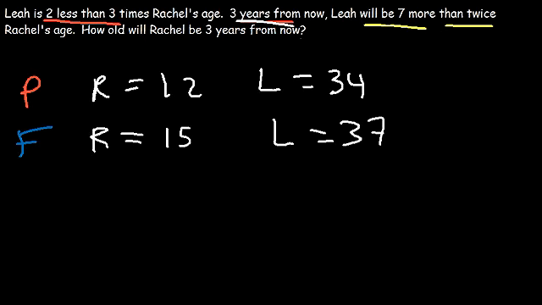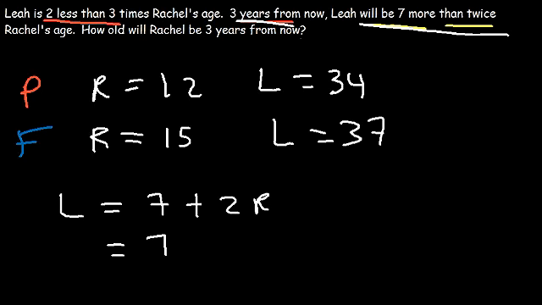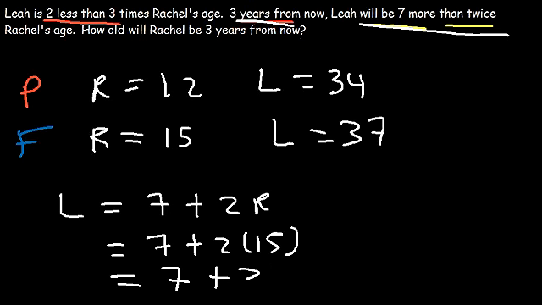Now, if our answer is correct, it has to be true for the second statement. So in the future, Leah will be 7 more than twice Rachel's age. 7 plus 2 times 15, is that 37? 2 times 15 is 30. 30 plus 7 is indeed 37. So these numbers are correct.